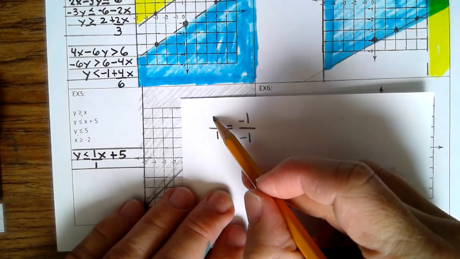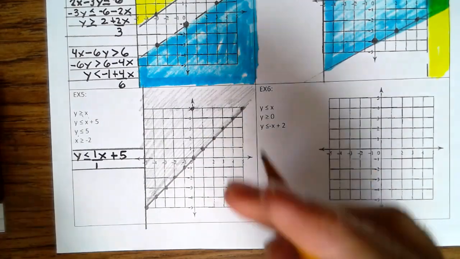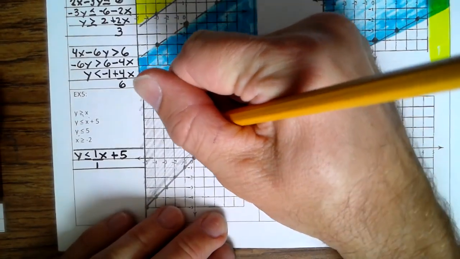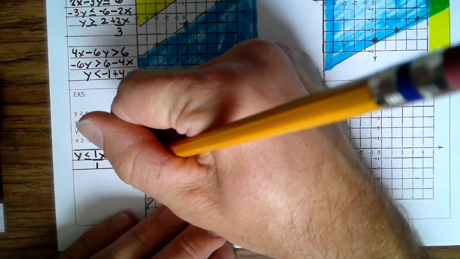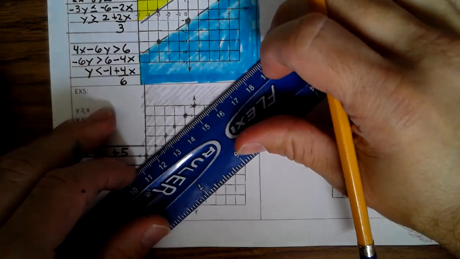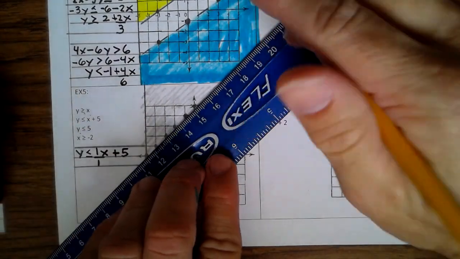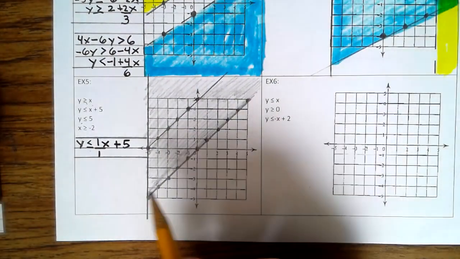So this says go up 1 to the right 1. This will say go down 1 to the left 1. So we can go down 1 to the left 1, down 1 to the left 1, down 1 to the left 1, and so on. It's a solid line. Now it's less than, so we shade above.